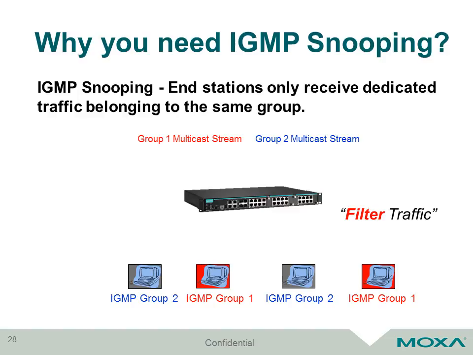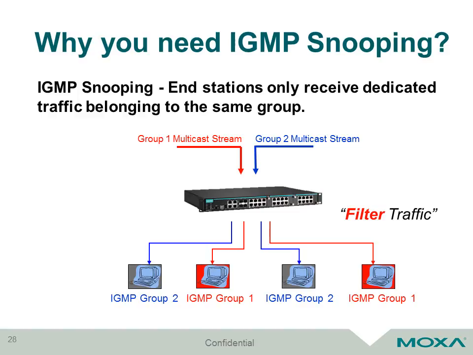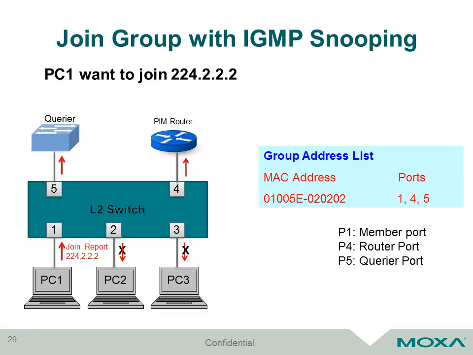When the switch supports the IGMP snooping function, the multicast stream will be delivered only to hosts who need this stream. Another way of saying it: when IGMP snooping is enabled, the switch will filter the multicast stream and then deliver it to hosts who need this stream, which is more efficient than flooding to all the ports.